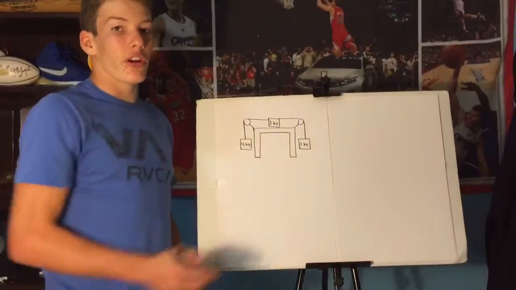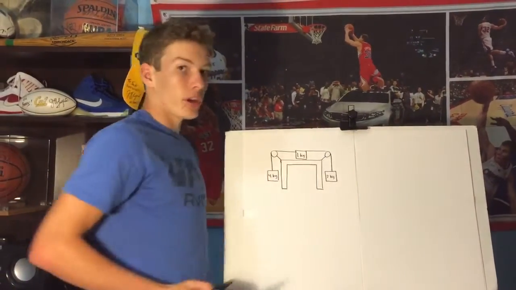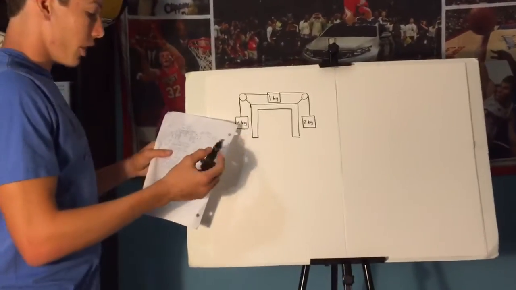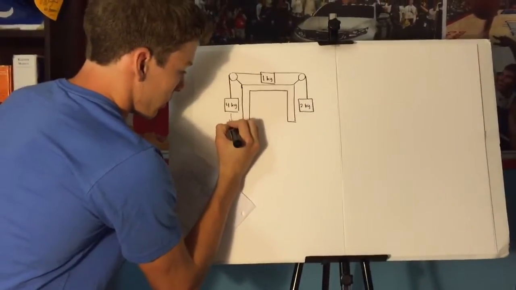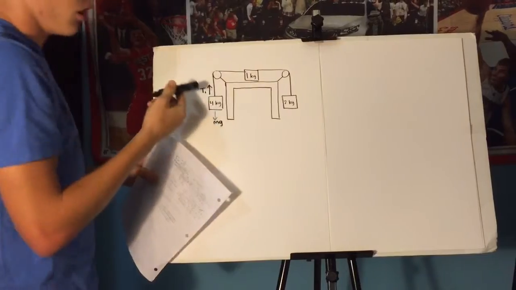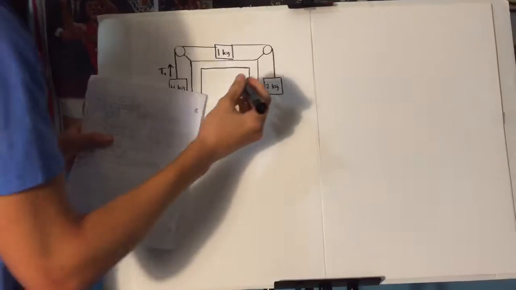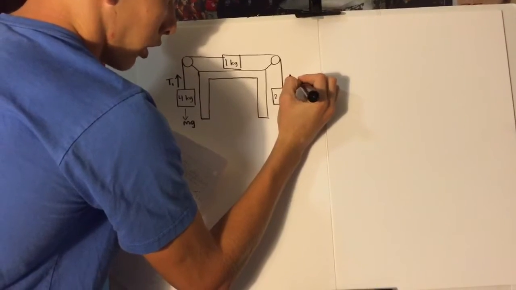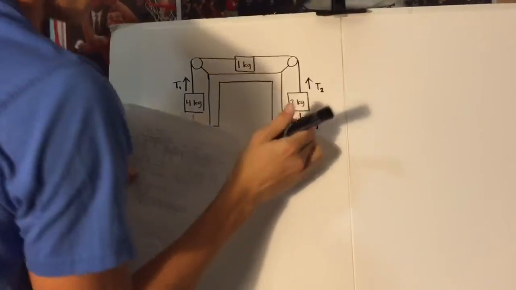So I have copied down the diagram that was given in the problem, and now I'm going to draw a free body diagram for each individual object on the diagram and show all of the forces. So for the 4 kilogram object, there's the force of gravity, which is mg, and tension, which we're going to call tension 1. Then for the 2 kilogram object, we're going to have the same thing. So tension, and we're going to call this tension 2, and mg once again, or mass times gravity.